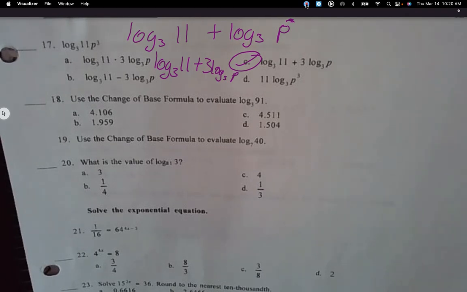Okay? Number 18, you can use the change of base. I'll show you what it is. Or, guess what you can do with this right here? Just like the ones we did a few problems back. Press math and go up and put it in the calculator. If you use the change of base formula, you would press log of 91 divided by log, is that 3? Is that base 3 on your paper? Yeah, so that's how you would do it on your calculator if you use change of base.